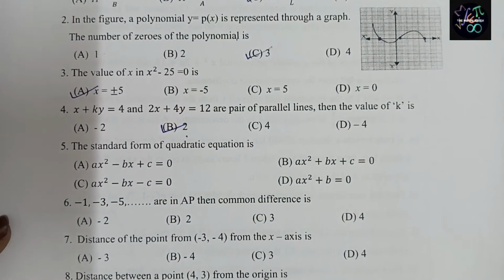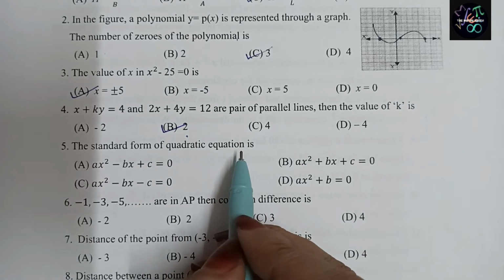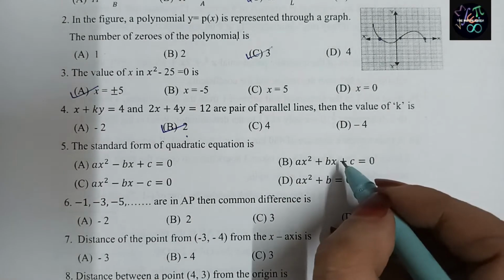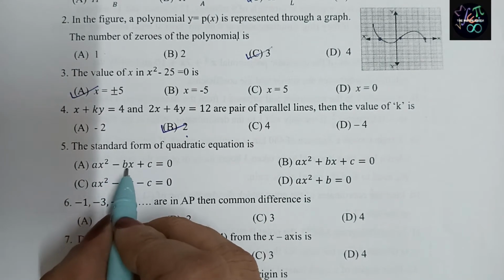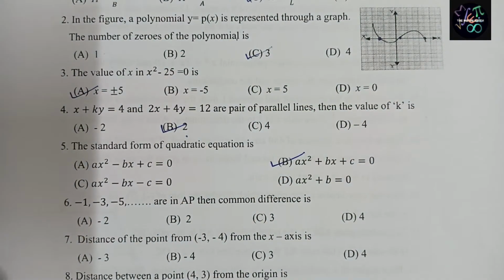Next question. The standard form of a quadratic equation is, we all know the standard form of a quadratic equation, that is ax square plus bx plus c equal to 0. Here minus is there, so this is not correct. Ax square plus bx plus c. Option B is the correct option.